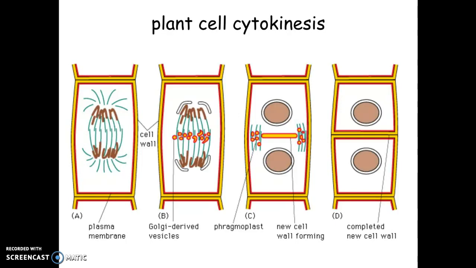And of course, since it's vesicles that are doing this, the cell membrane that is encasing that wall will become the new cell membrane. So it happens a little bit differently in plants than it does in animals because of the constraints of the cell wall.